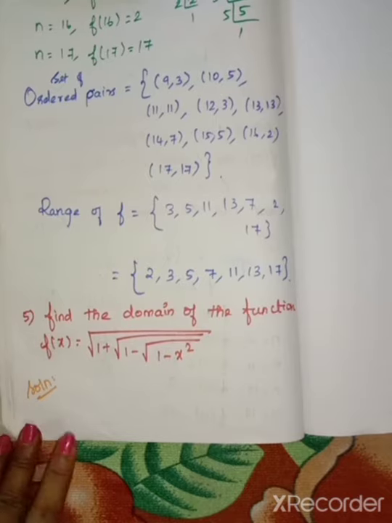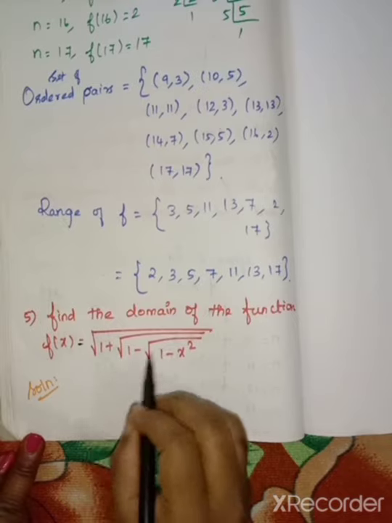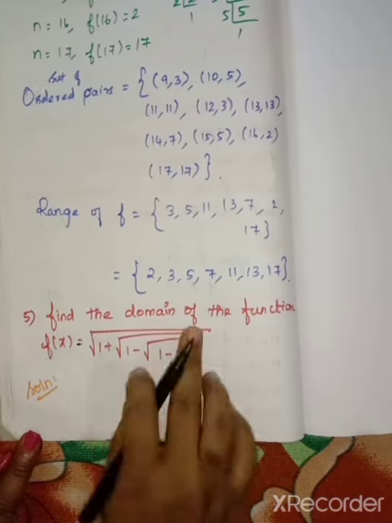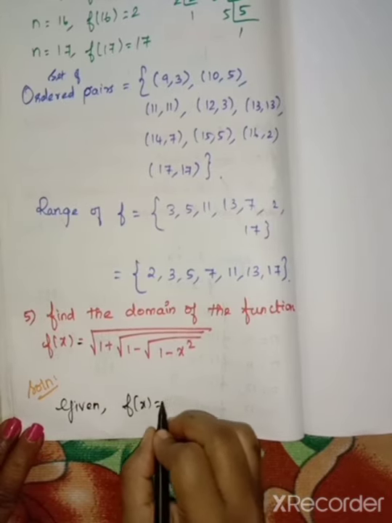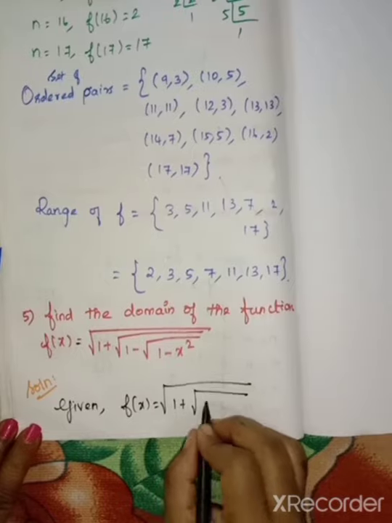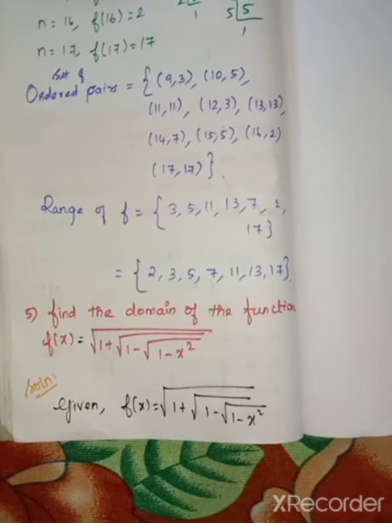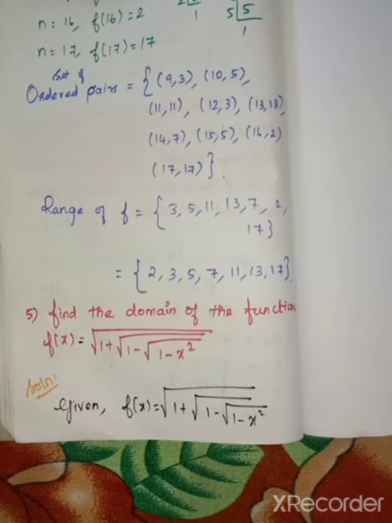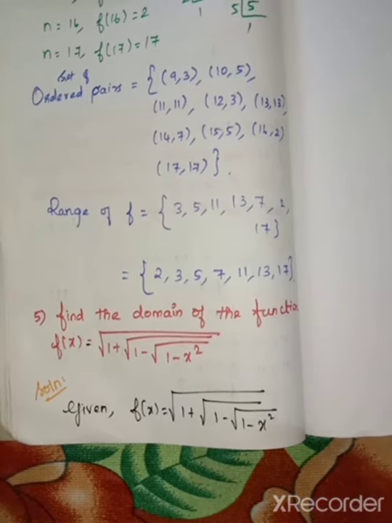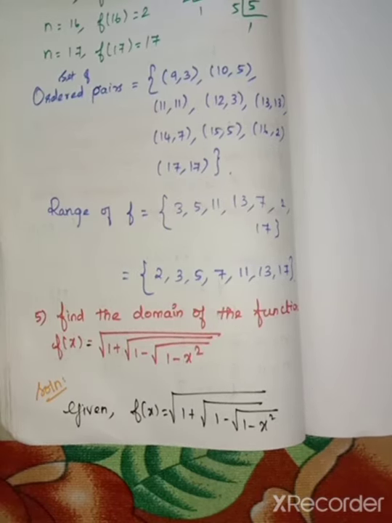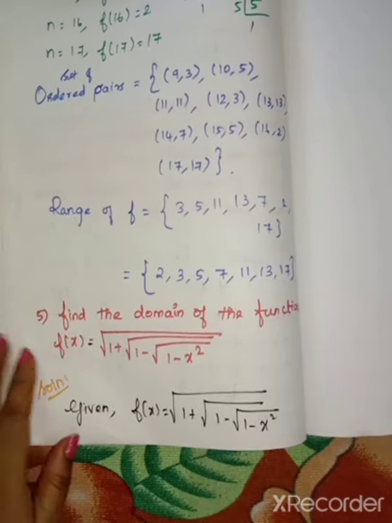Find the domain of the function f of x equal to root of 1 plus root of 1 minus root of 1 minus x squared. So here the given is f of x equal to root of 1 plus root of 1 minus root of 1 minus x squared. This is a mind calculation, not by doing the sum. Here we want to find the domain. So domain means we have to substitute values on the positive and also negative side. First we substitute 1, because we know that 1 is easy to solve.